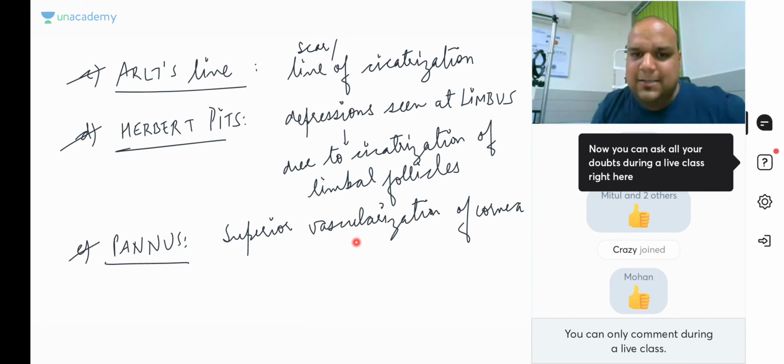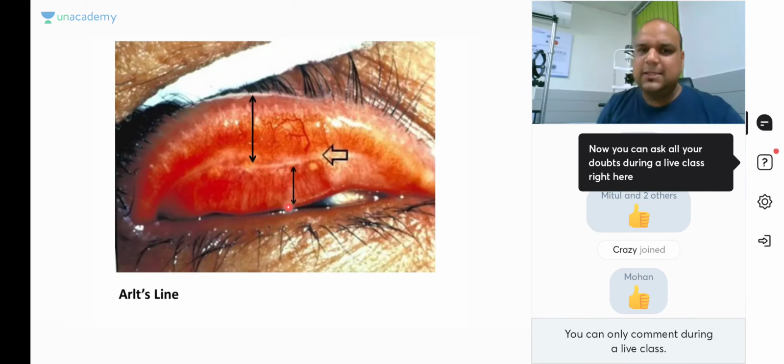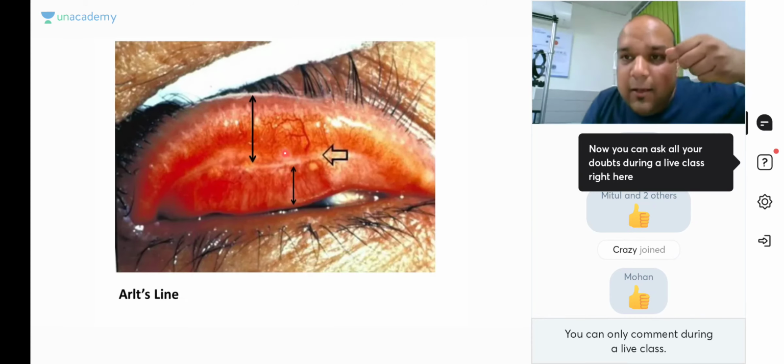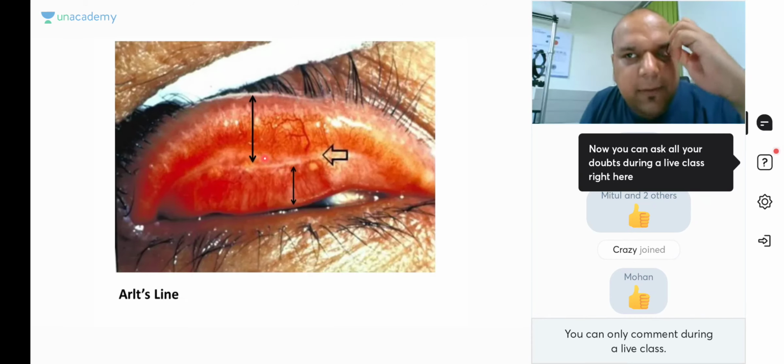Now I'm bringing up photographs, everybody. Let's try to find out. Please remember Arlt's line is a line of cicatrization, so you will see some kind of a scar or some kind of healing. Okay, everybody. So this is the photograph of Arlt's line. This is my upper lid. I hope you understand that the upper lid has been everted, yes, like this.